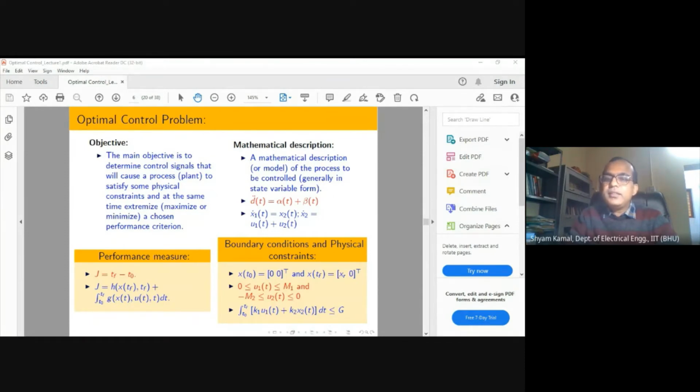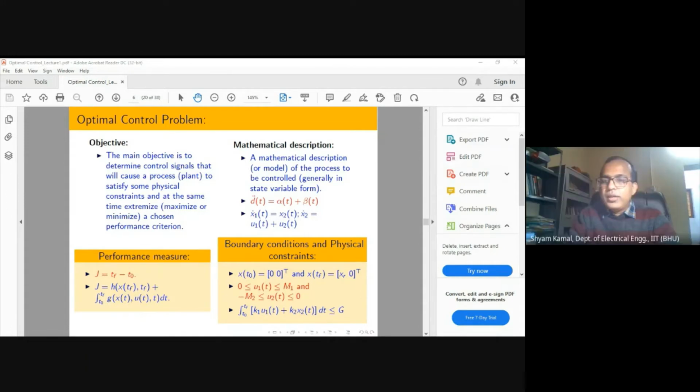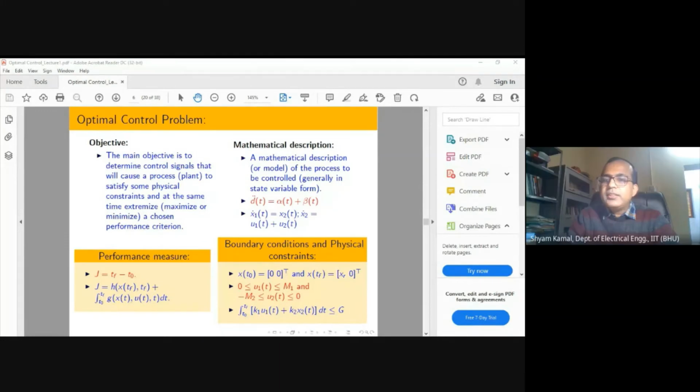Bhavita, could you please tell me what is the difference between function and functional? Sir, no idea. Okay, Iram, are you here? Yes, sir. So are you able to distinguish the difference between function and functional? Okay, Nandita, please go ahead.